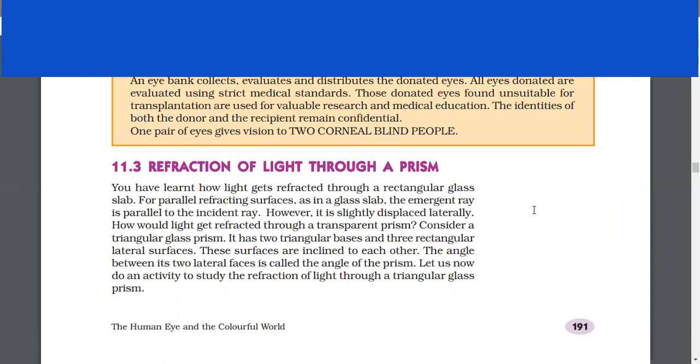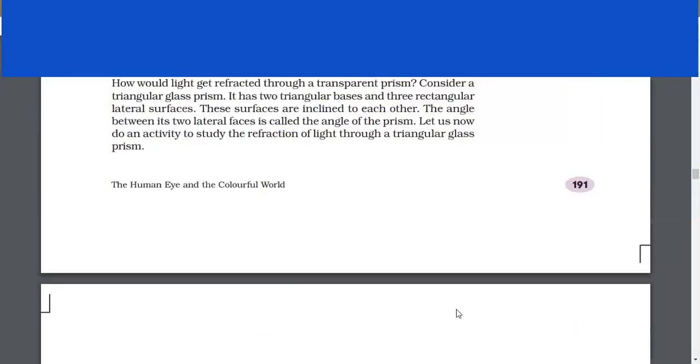Consider a triangular glass prism. It has 2 triangular bases and 3 rectangular lateral surfaces. These surfaces are inclined to each other. The angle between its 2 lateral faces is called the angle of the prism. Let us now do an activity to study the refraction of light through a triangular glass prism.